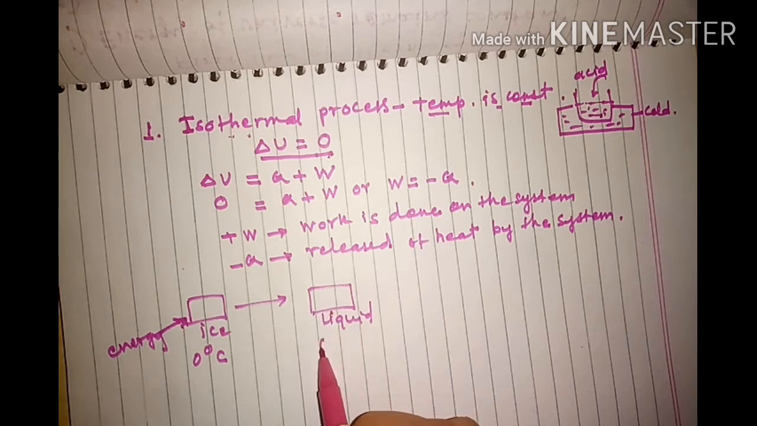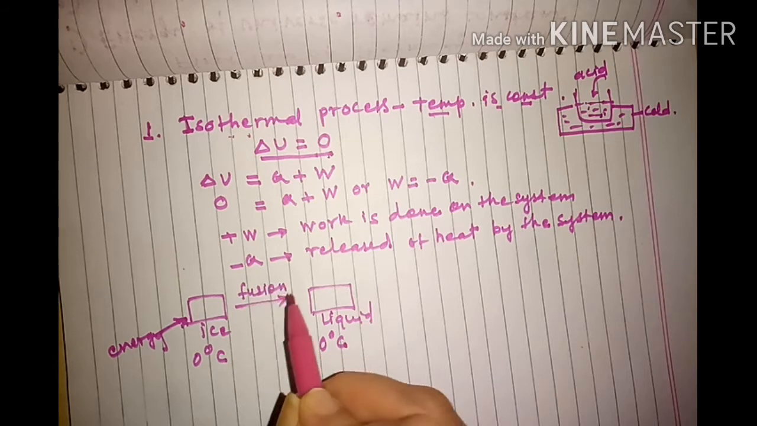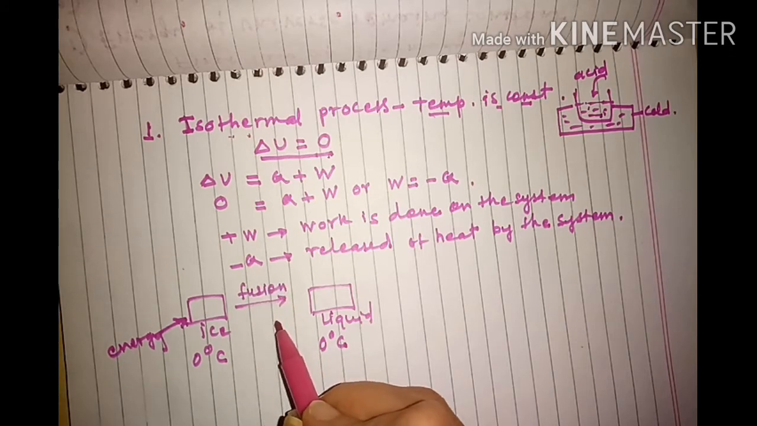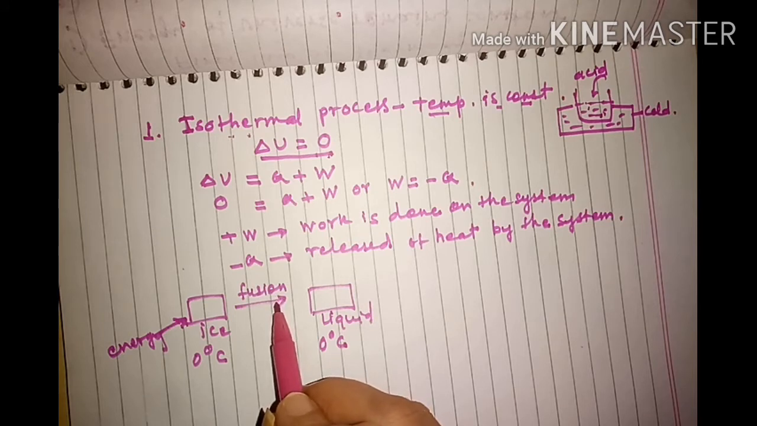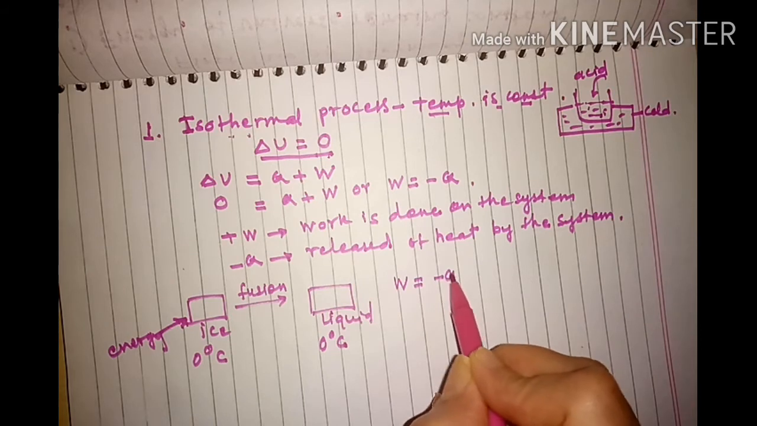So the temperature of liquid would be here again 0 degrees Celsius. There would not be any change in the temperature. So temperature is constant here. While converting from solid to liquid, if some amount of energy is supplied, that is used for the fusion. So this process is called fusion. In simple words, we can call it melting of ice, but in scientific way we call it fusion.